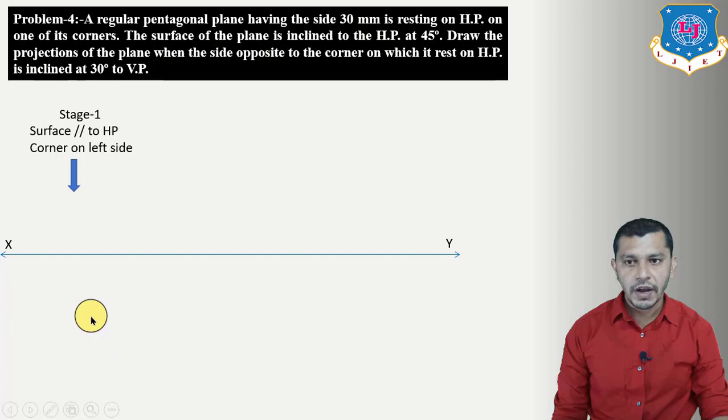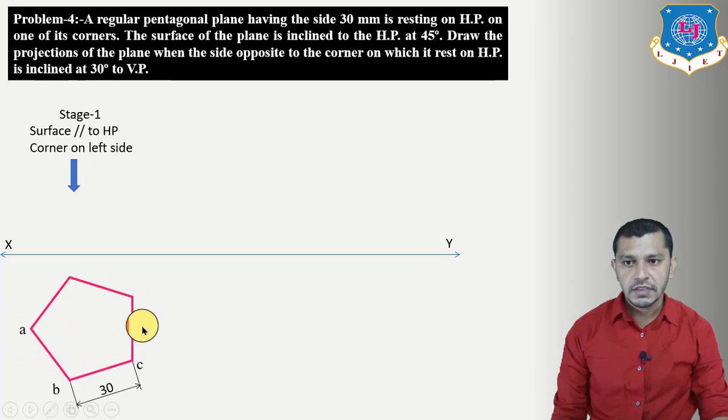So let's start with drawing the pentagon in the true shape in the horizontal plane by taking the corner on the left hand side. So this will be our corner A, B, C, D, E, and the side of the pentagon is 30 mm, which is given. Now we have to draw the elevation of the pentagonal plane in the first stage. So project A, B, E, C, D up to the XY reference line. We will get the elevation of the pentagonal plane in the first stage. So this is A dash, this will be B dash, E dash, and this will be C dash, D dash. Connect these points, we will get the elevation of the pentagonal plane.